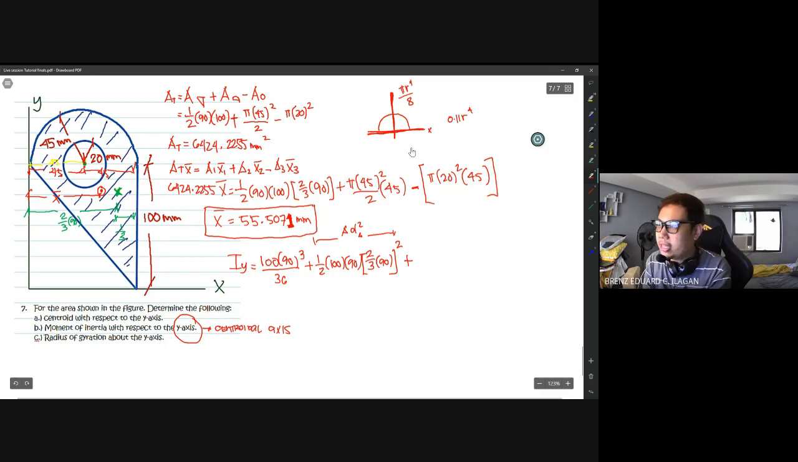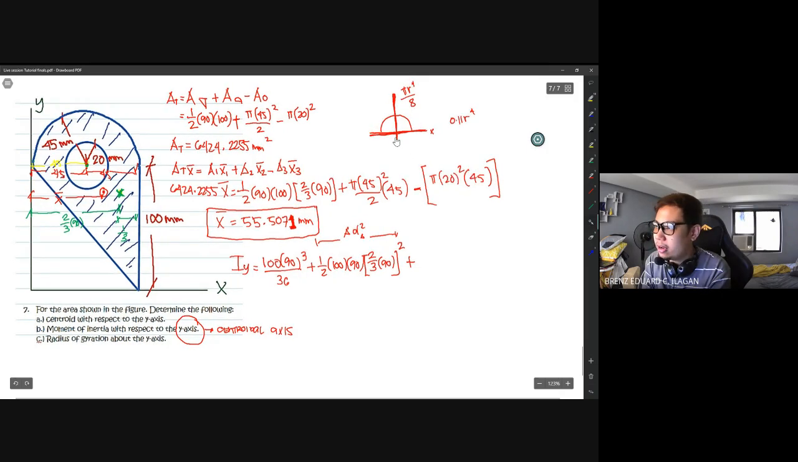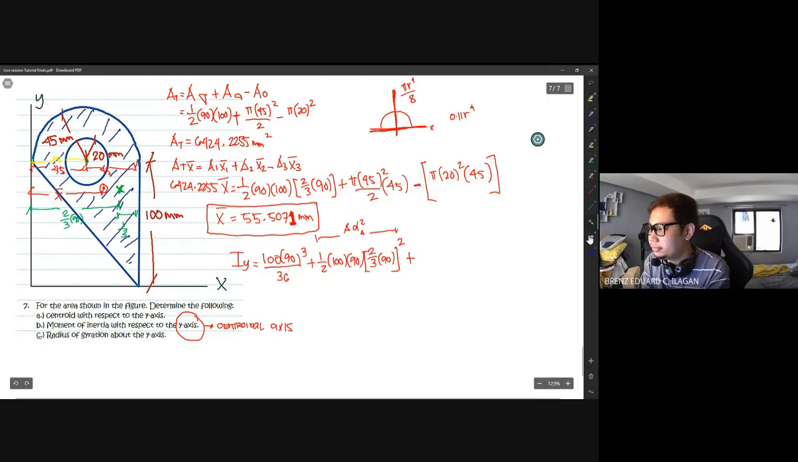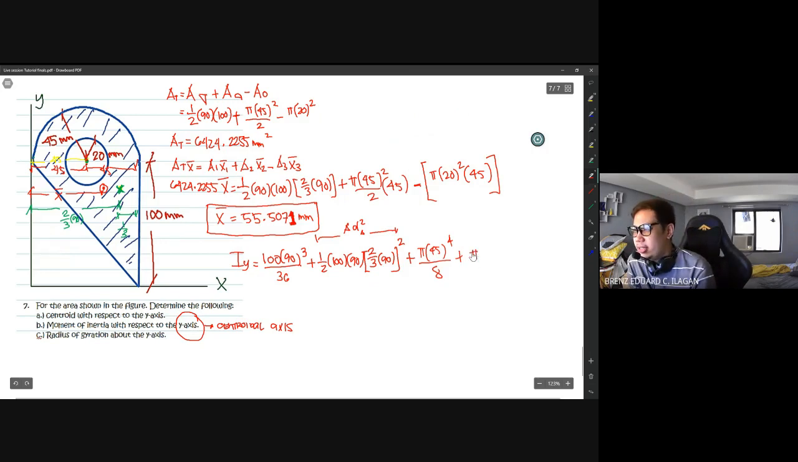Okay? So pa-check na lang. Again, may table naman yan. Ang kakabisaduhin nyo nga lang ulit is yung lahat ng may bar, kasi itatransfer naman natin siya. So that is pi r to the fourth over 8. What is the radius? 45. So plus area, that is pi r squared over 2, so pi times 45 squared over 2. And then yung distance niya, 45 lang naman yun, so 45 squared. Distance between the y-axis at saka doon sa centroid ng figure na yun.